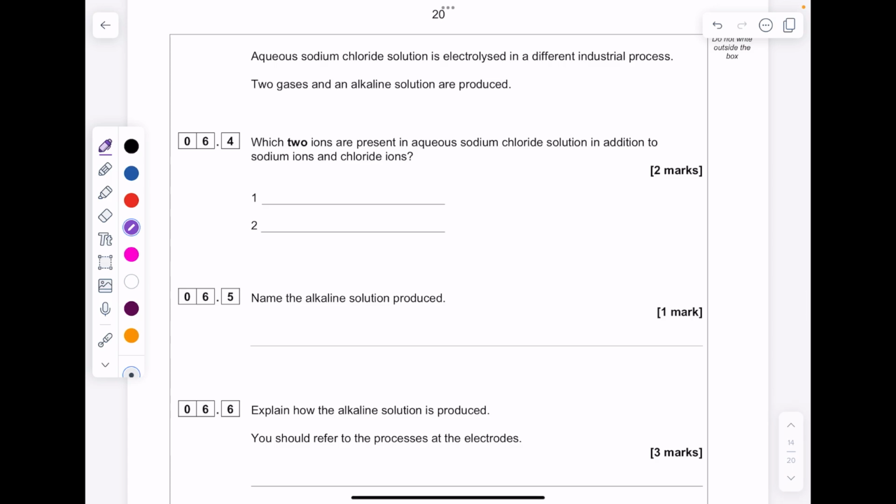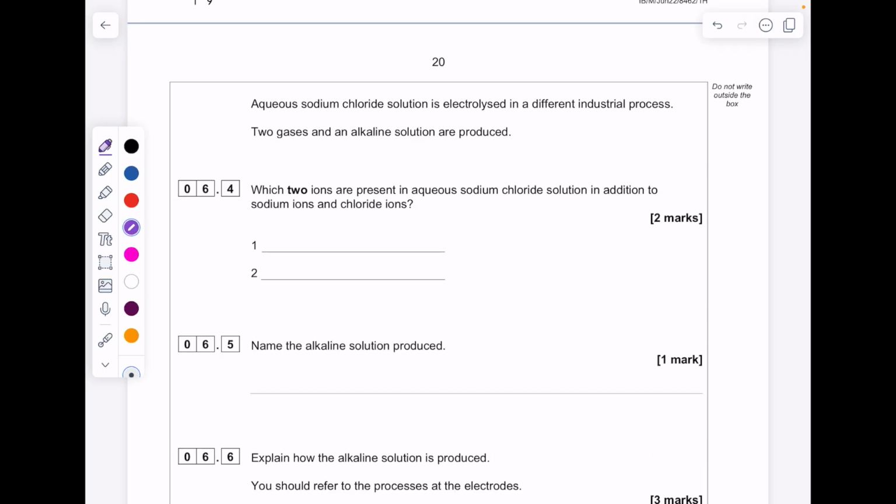Aqueous sodium chloride solution is electrolyzed in a different industrial process. 2 gases and an alkaline solution are produced. So what sets aqueous sodium chloride solution apart from before is, as well as the sodium ions and the chloride ions, we also have H+ ions and OH- ions present. So which 2 ions are present in the aqueous sodium chloride solution in addition to sodium and chloride ions? Indeed, it is the H+ ions and the hydroxide ions.